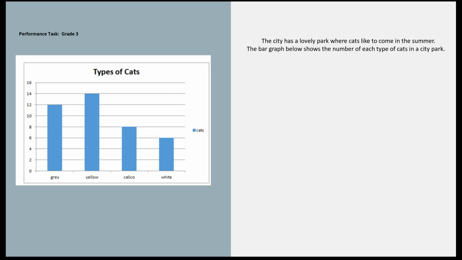The city has a lovely park where cats like to come in the summer. The bar graph to the left shows the number of each type of cats in the city park. Scholars must be able to interpret the bar graph representing the cats. Here, scholars should read through the graph slowly and carefully, looking at the key, types of cats, and the numbers.